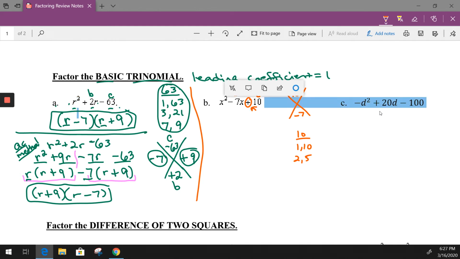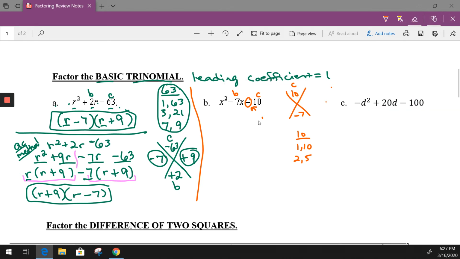Oops, I clicked on something here. I don't know how to undo that. Okay. That's not going to work. Oh, there we go. All right.